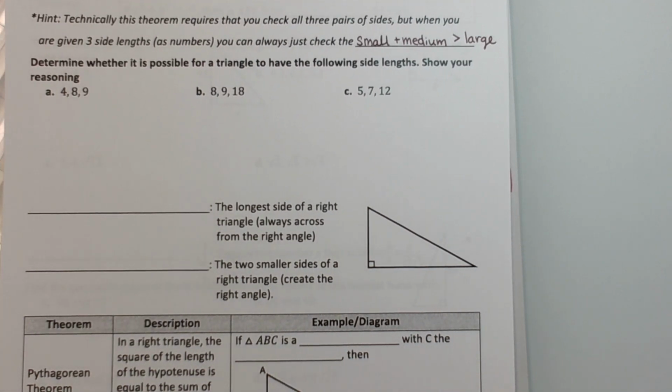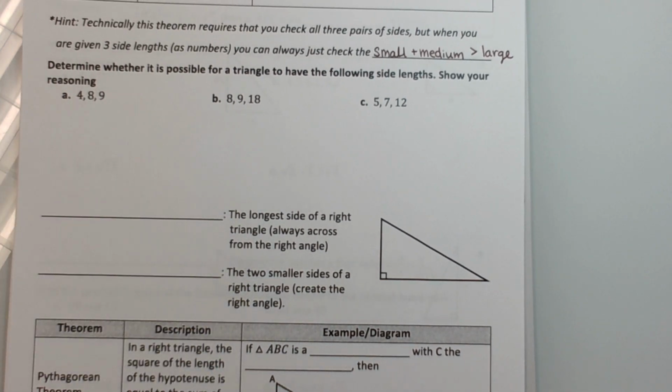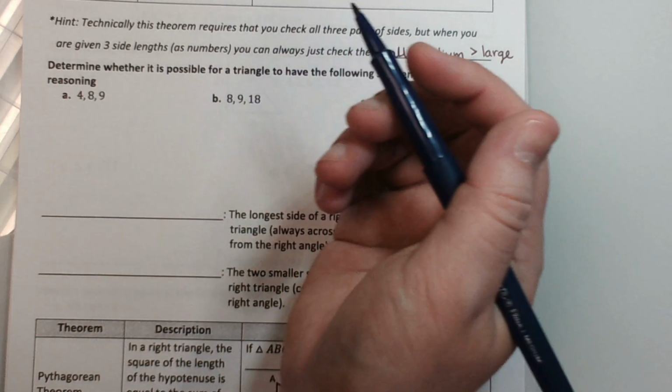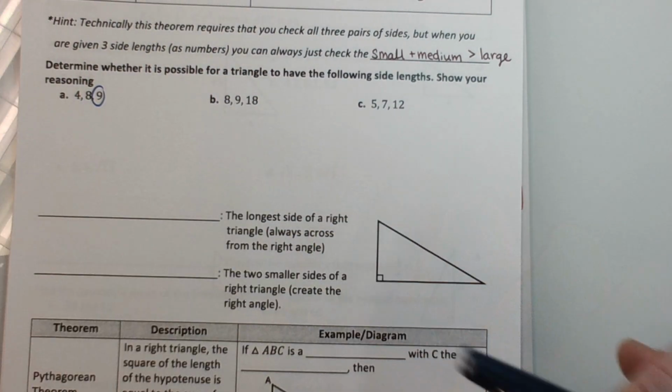So, determine whether it is possible for a triangle to have the following side lengths. Show your reasoning. Okay, step 1. Determine which one's the large side. Between 4, 8, and 9, which one's the large one? 9. Yes, that is pretty easy. Okay, that's the large one.